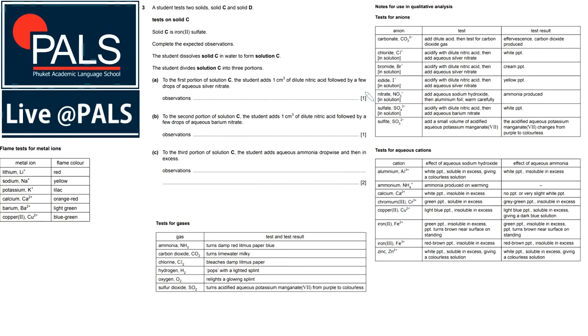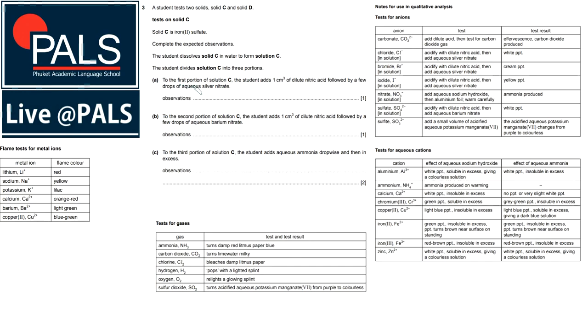So a student tests solids C and D, tests on solid C. So solid C, we are told what it is. Usually we are told what one substance is, and the other substance we have to figure out what it is. So we have iron 2 sulfate. Complete the expected observations. The student dissolves solid C in water to form a solution, aqueous iron 2 sulfate. The student divides the solution into 3 portions.